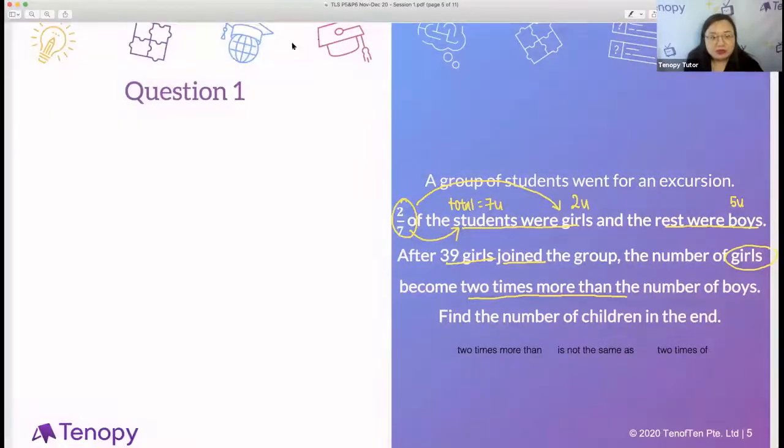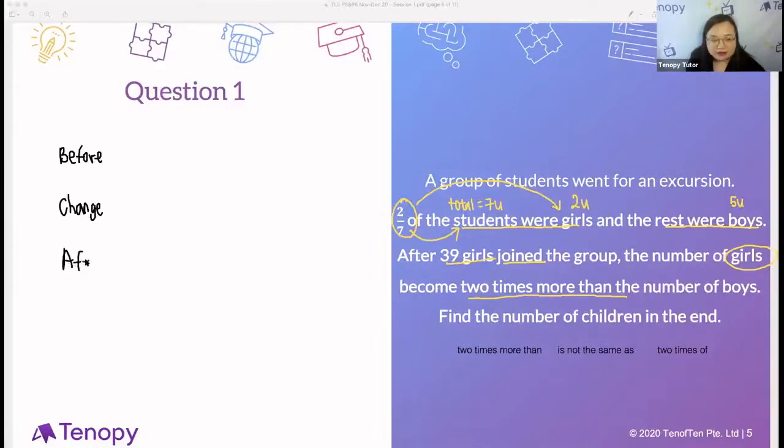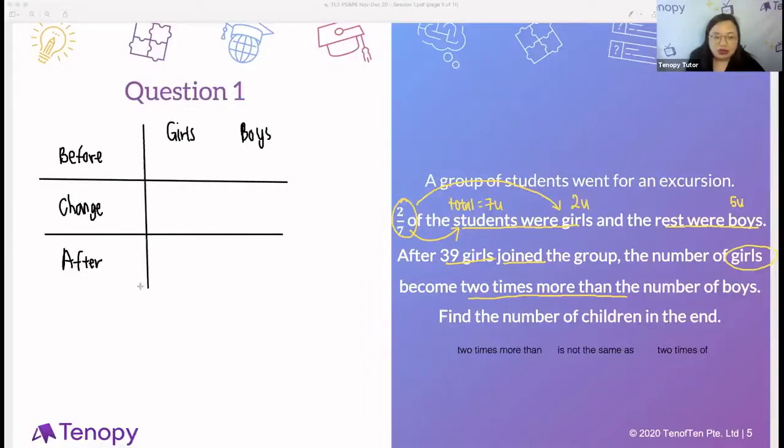So before, let me just write it down. Before means what are the things before, what are the changes, and what happens after that. The total columns here are your girls and your boys. I'm going to list down what I understand for each of them. So let's go to before. In the before, we already understand that the girls is 2 units, whereas the boys is 5. So under the girls, I'm going to put 2 units, and under the boys, I put 5 units. So this is my before.